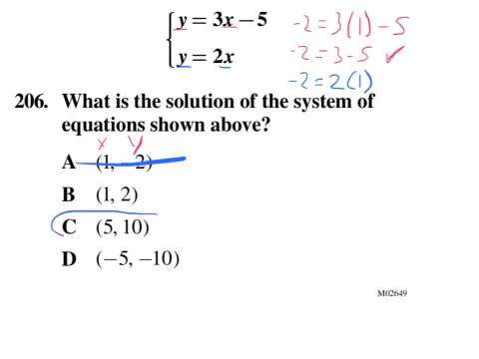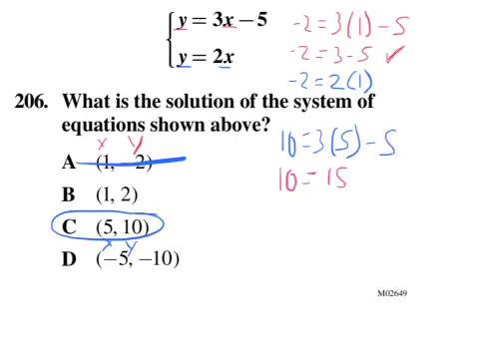I know the answer is C. You'll see why in a second. I'm going to plug it in. C: this is x, this is y. So watch. For the first equation, 10 equals 3 times 5 minus 5. So 10 equals 15 minus 5. Does 10 equal 15 minus 5? Yeah, that does. So good.